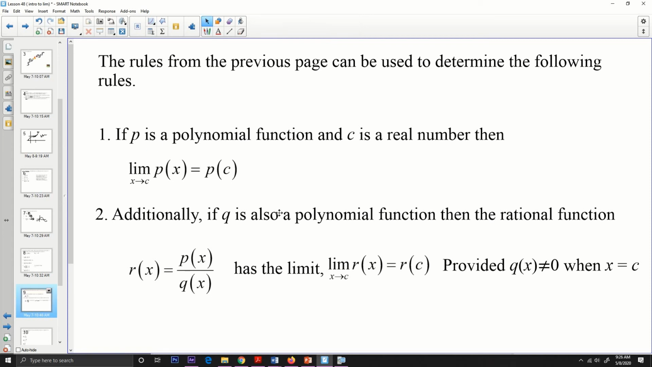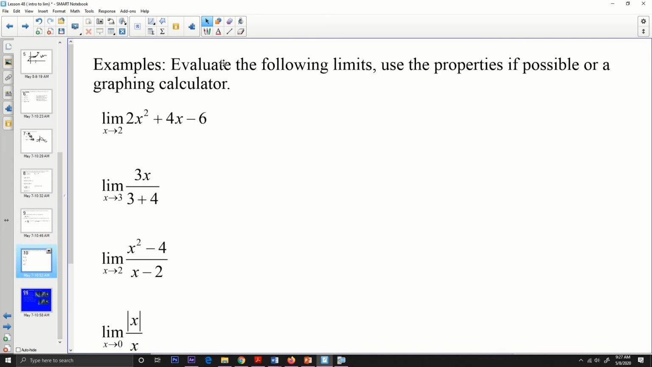Additionally, if q is also a polynomial function and the rational function r of x is the quotient of p over q, then the limit of that rational function can be solved through direct substitution also, provided that the denominator function is not equal to 0 when x equals c, because then you'd have a division by 0. So let's take a look at a couple examples here.